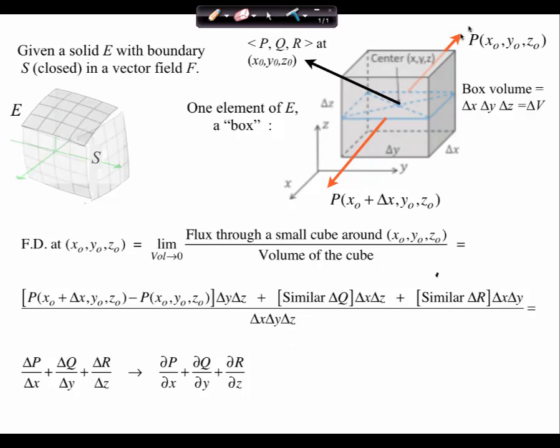So you look at the flux in three directions. You look at the flux in the X direction, flux in the Y direction, flux in the Z direction. Set up your flux density, and you show that you get the sum of the partials.